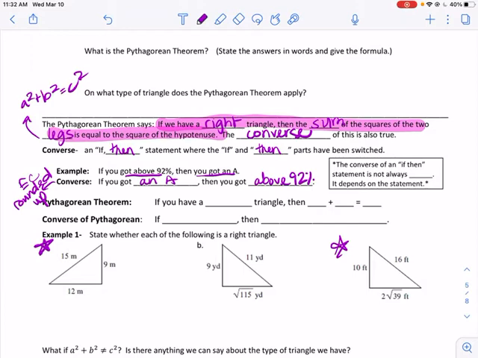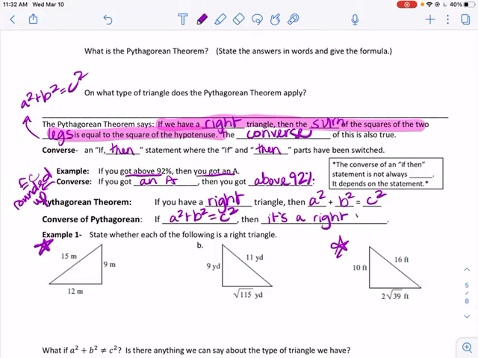So the Pythagorean theorem says if you have a right triangle, then the sum of the squares of the legs equals the square of the hypotenuse: a squared plus b squared equals c squared. And the converse is: if a squared plus b squared equals c squared, if you looked at the sides and you found that the squares of the legs equaled the square of the hypotenuse, then you're guaranteed it's a right triangle.